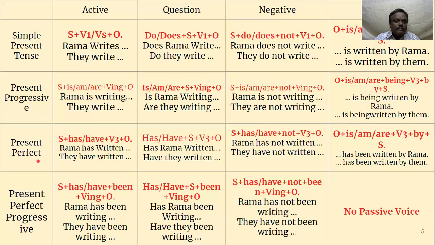Then let's go to present perfect. In present perfect, we have subject place, has or have place, V3 place.